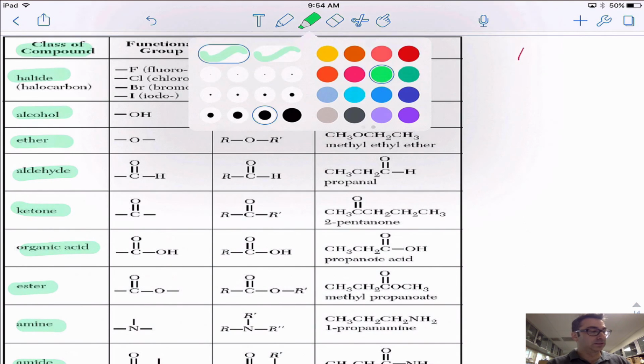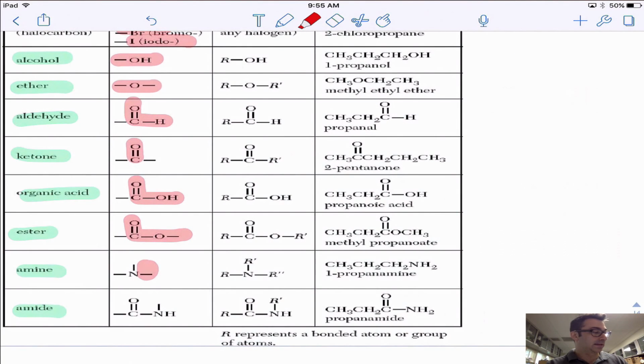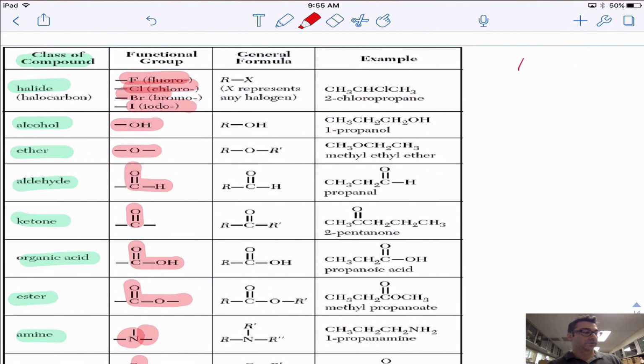They also tell you the functional group. If it's a halide, it's going to contain a halogen. Alcohol will contain an OH, ether an O in the middle of the chain, aldehyde a double bond O at the end of a chain, ketone a double bond O in the middle, organic acid a double bond O, OH at the end, ester a double bond O and O in the middle, amine a nitrogen, and amide C double bond O and a nitrogen. Those are all the functional groups.